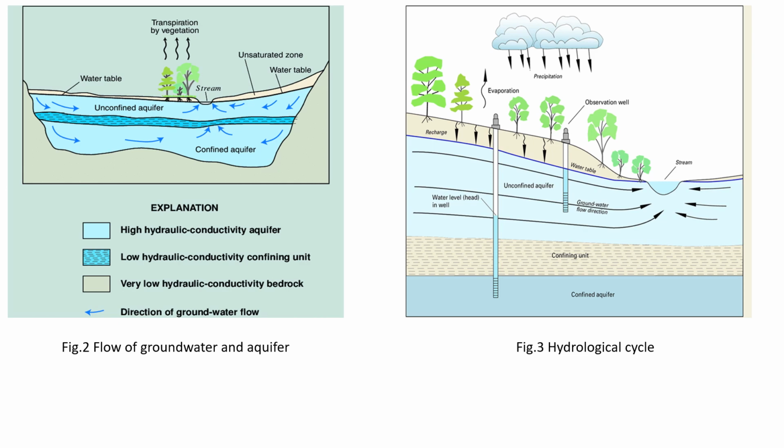Here is the image of flow of groundwater and aquifer and hydrological cycles. The flow of groundwater and aquifer is basically explained by the figure: high hydraulic conductivity, low hydraulic conductivity aquifer. Hydraulic conductivity basically represents the permeability. Permeability is the vertical flow of the water through the soil, which is known as the permeability. And here is the presentation of this hydraulic conductivity, high and low and very low, clearly.